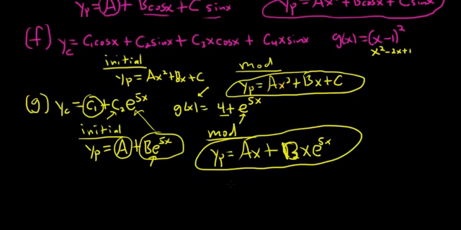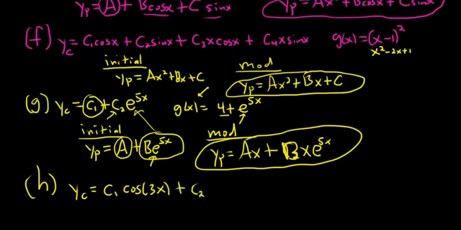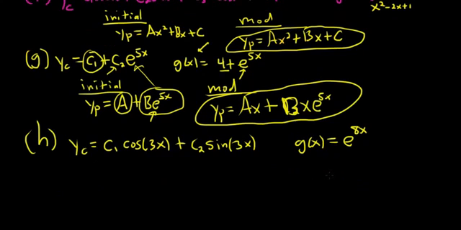Let's do another one. How about this one? Y sub c equals c sub 1 cosine 3x plus c sub 2 sine 3x. And g of x in this case is going to be e to the 8x. That's the right-hand side of our DE.